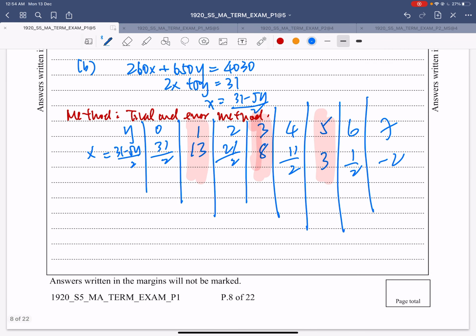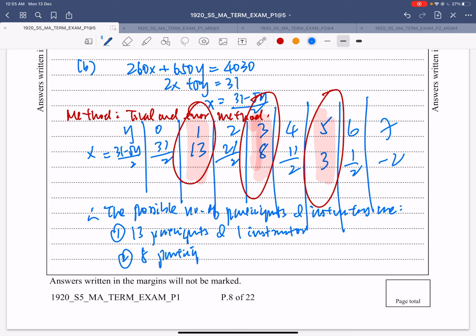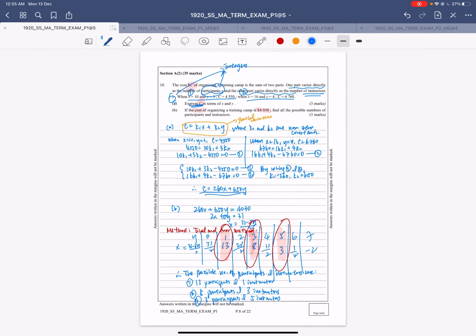So from the above we can obtain that 1 instructor and 13 participants, 3 instructors and 8 participants, and 5 instructors and 3 participants are possible. Therefore, the possible numbers of participants and instructors are, firstly, 13 participants and 1 instructor. Secondly, 8 participants and 3 instructors. And lastly, 3 participants and 5 instructors. So these are the 3 possible pairs, and this is the end of question 10.